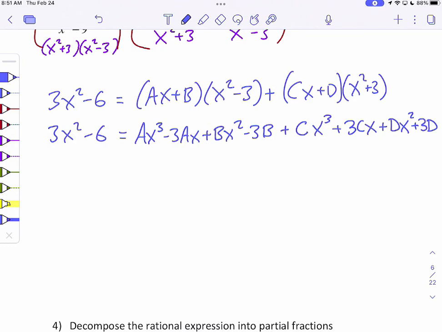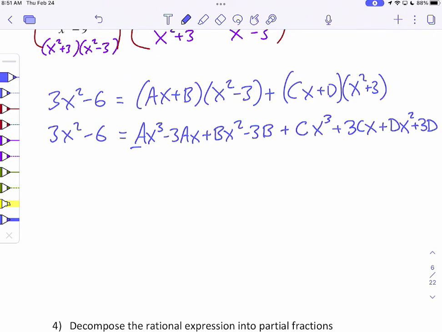Now, I want you to imagine that there weren't A's, B's, and C's, and they were just numbers, okay? If I had numbers here and I multiplied this out, and then I had numbers here and I multiplied this out, I'd have these 2 polynomials, and the next thing I would do is add like terms. And that's what I'm going to do right now. I'm going to add like terms. These like terms are just going to have a bunch of letters in them.